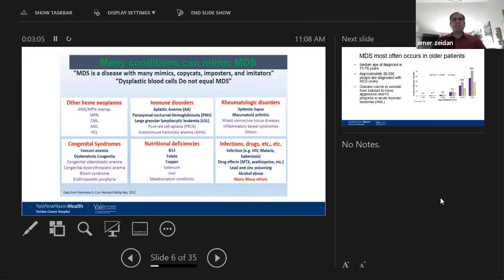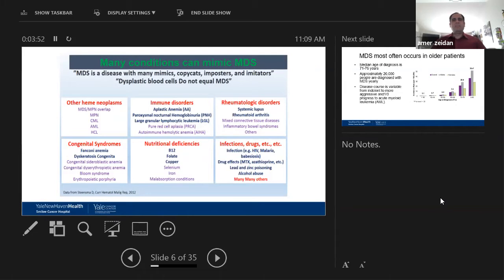And this is another way of showing the same idea. How many conditions can actually mimic MDS? So I showed you earlier some of the blood cancers that can look like MDS or some of the blood conditions, but even other conditions can look like MDS, like immune conditions. For example, some patients with lupus or some patients with rheumatoid arthritis, some patients who have inflammatory bowel disease, they could have changes in their bone marrow and low blood counts that look like MDS. Again, very important to differentiate if this is truly MDS, especially in lower risk MDS, because the treatment is very different. If, for example, a picture of low blood counts is related to lupus, the treatment would be directed at the underlying condition, which is the lupus or the rheumatoid arthritis, rather than doing MDS type of therapy.